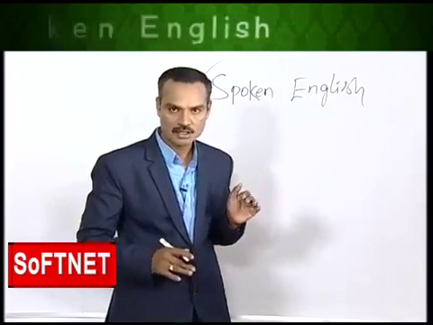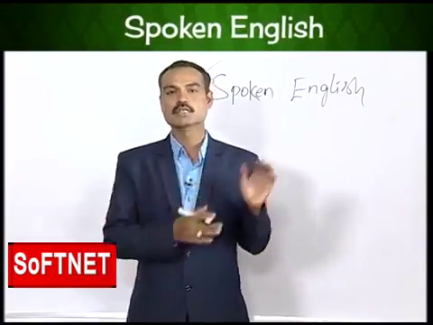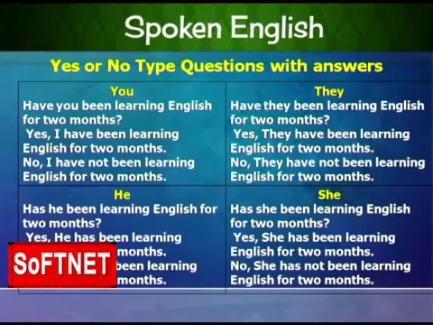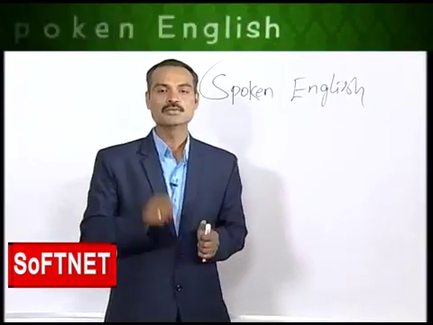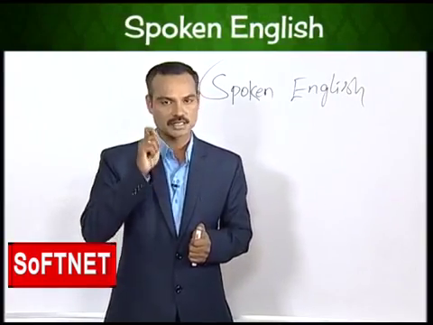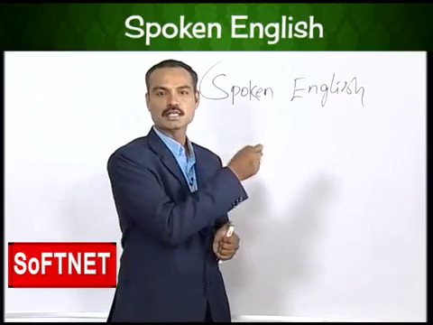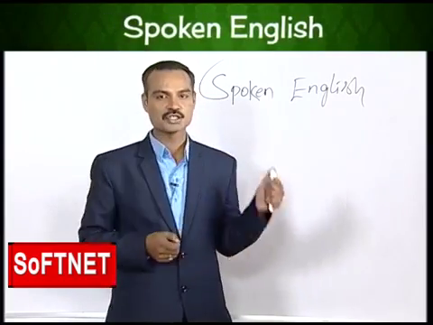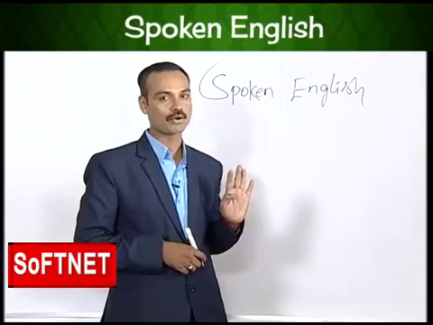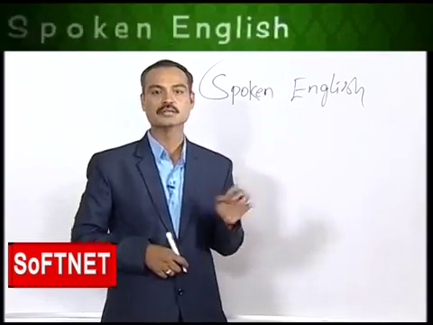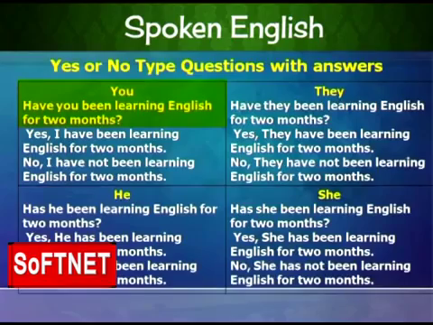Did you understand it? Next, friends, in this table we are going to learn how to ask yes or no type questions with 4 important subjects. In this table there are 4 subjects. They are you, they, he and she. How many subjects are there? 4. You, they, he and she. For example, I am asking you a question. Have you been learning English for 2 months?